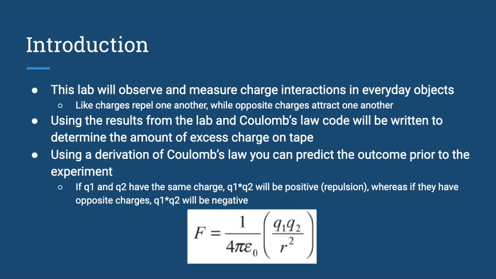Using the results from this lab and Coulomb's law, my code will be written to determine the amount of excess charge on tape. Also, using the derivation of Coulomb's law, you can predict the outcome prior to the experiment, because if Q1 and Q2 have the same charge, the formula below will show that Q1 and Q2 will be positive, which denotes repulsion, whereas if they were opposite charges, they would be negative, which will denote attraction.